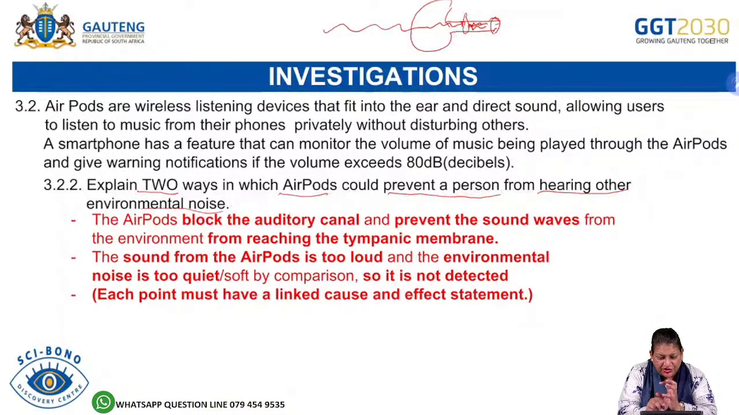actually like a blockage in the auditory canal, so it prevents the sound waves from reaching the eardrum. Okay, and then also that the environmental noise is too soft and you can't stop there, because the sound from the AirPod is even louder than the environmental noise. So that's how you got to give a cause and effect.